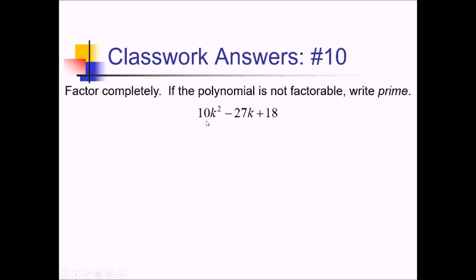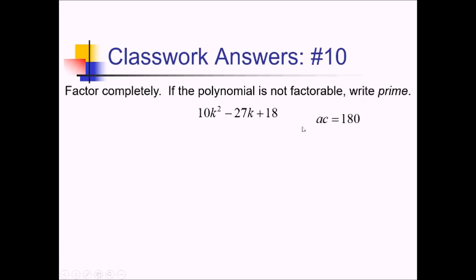For this one, we have an a value that's not 1, and I can't factor out 10 to get my a value there to be 1. So let me try factoring with the AC method. So we have 10 times 18 gives me an AC value of 180. And I need factors now of 180 that add up to negative 27.